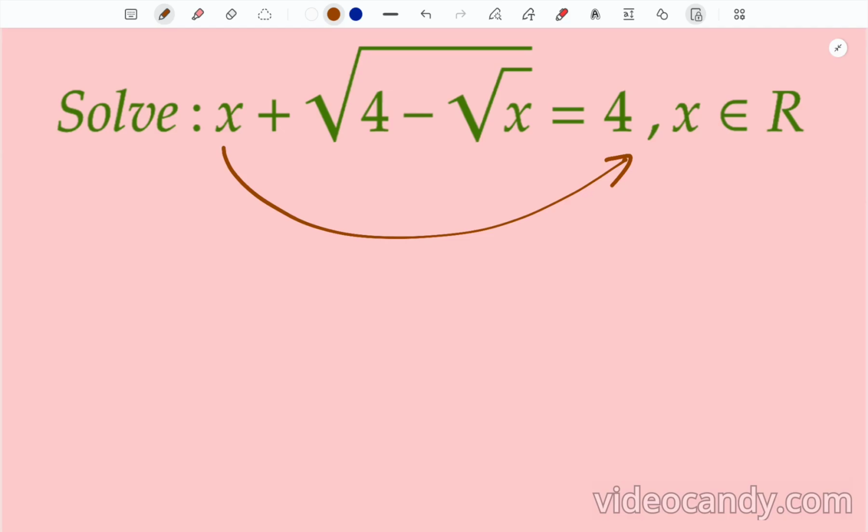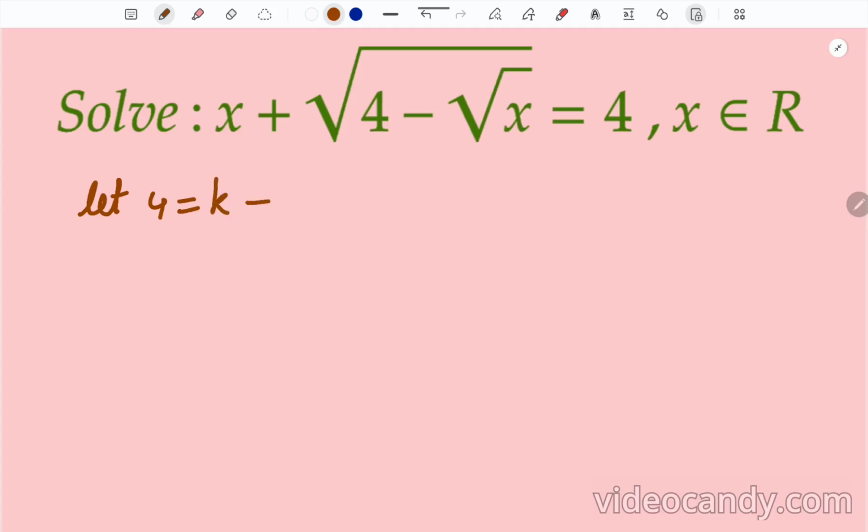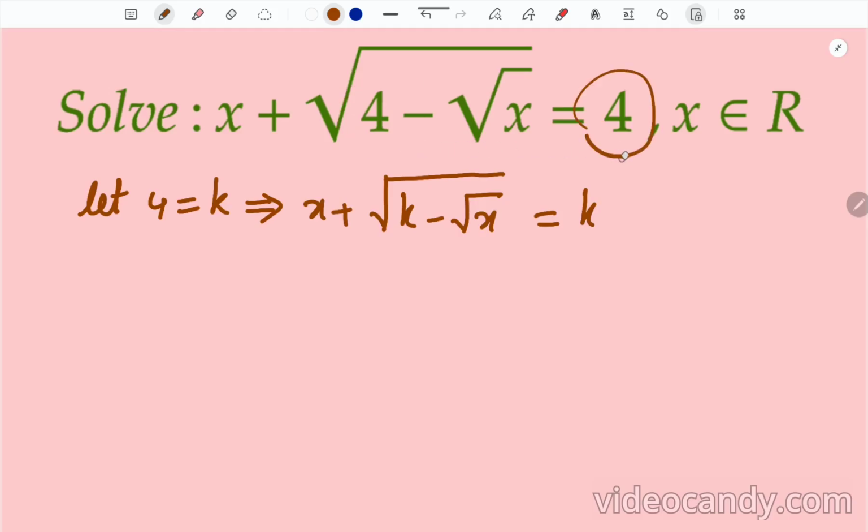But here I am going to tell you a beautiful method, that is by assuming 4 as some k. I am taking 4 equals k. So now the equation becomes x plus root of k minus root x equals k. Here you can observe I am replacing 4 with k. Now transposing x, you will get root of k minus root x equals k minus x. This is the normal method only up to here.